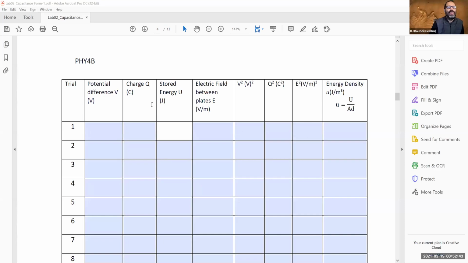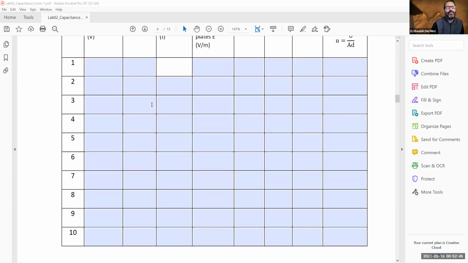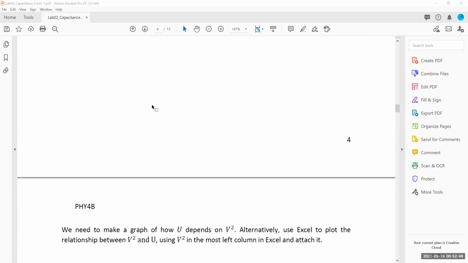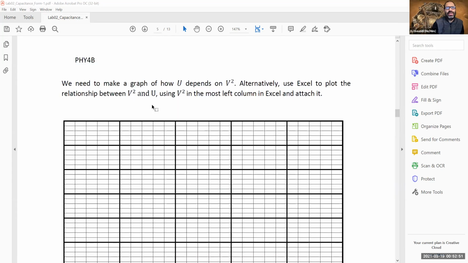Does this table make sense to everybody? Yes. Okay, very good, thank you. Now we move to these questions, of graphing things.